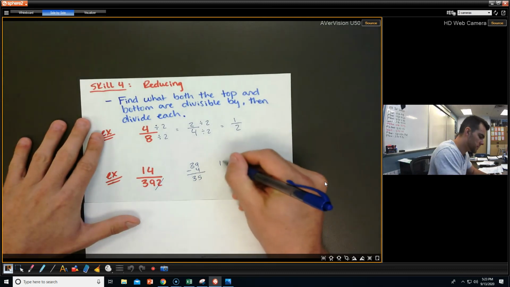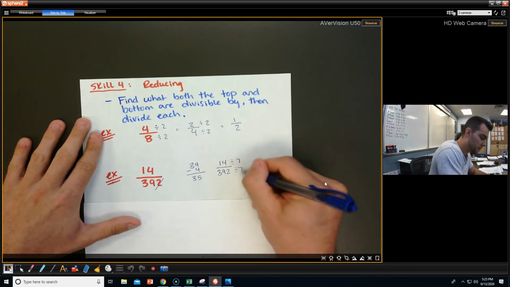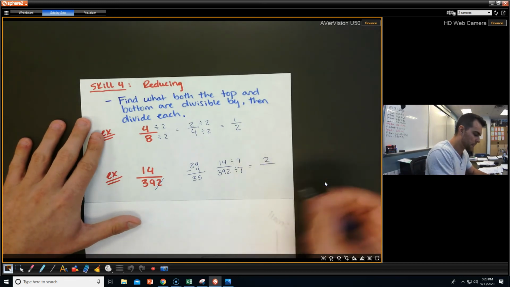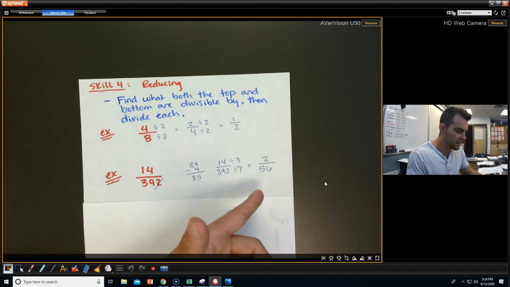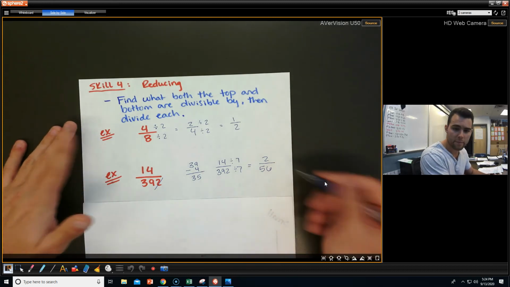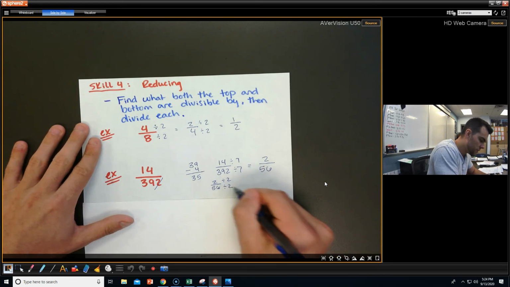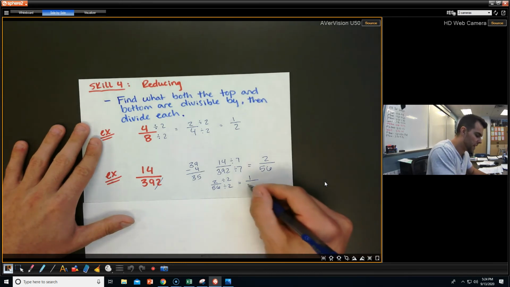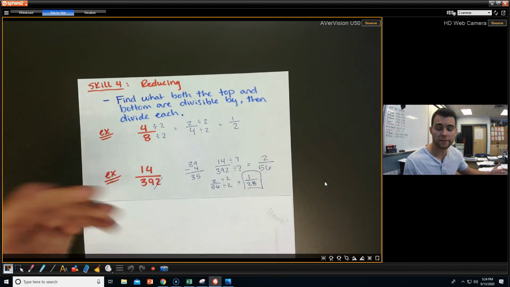Since we can clearly see the top and the bottom are divisible by 7, I'm going to divide top and bottom by 7. So 14 divided by 7 is 2. We saw on our calculator this was 56. And look again, can I reduce that further? Well, yeah, it looks like the top and the bottom are even. So 2 over 56, divide the top and the bottom by 2 now, I get 1 over 28. So this is 1 over 28 reduced.